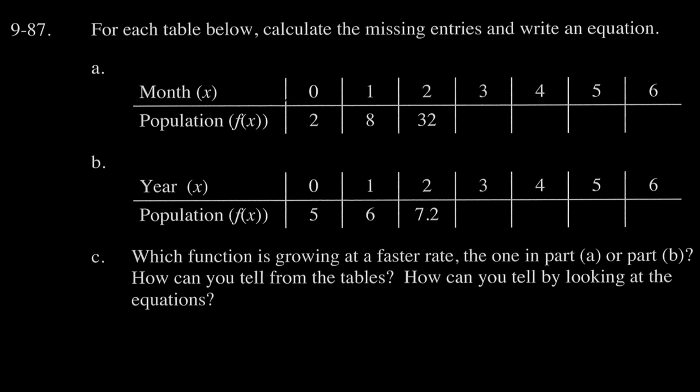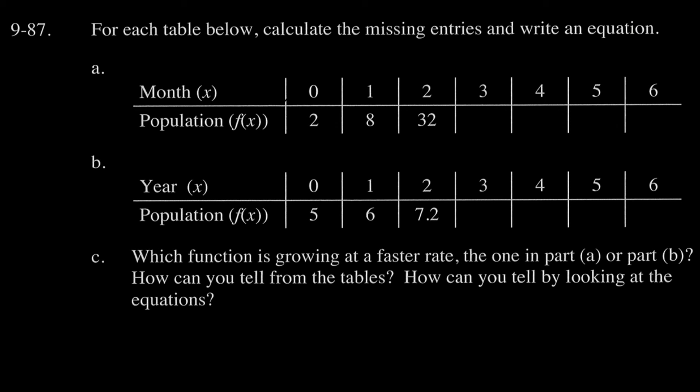Question 87. For each table below, calculate the missing entries and write an equation that would map x values to f of x. So we're gonna do that. At this first one, as I look at it, I go from 0 to 1 to 2.